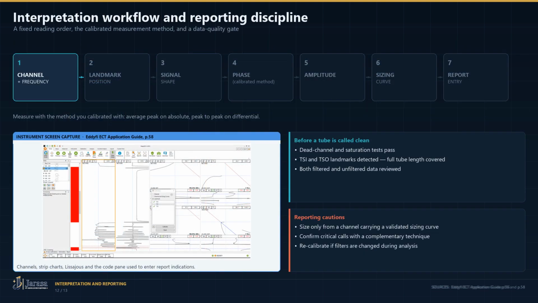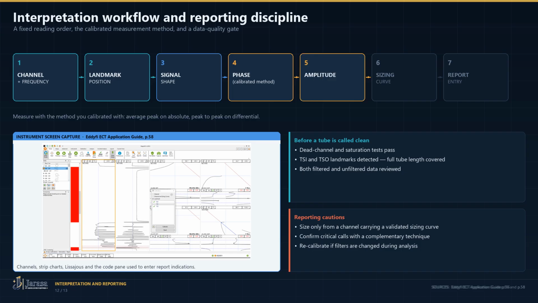Read in a fixed order. Confirm channel and frequency. Locate the indication against a landmark. Judge the shape. Measure phase with the same method you calibrated with: average peak on absolute, peak to peak on differential. Only then take a size from the sizing curve. Review filtered and unfiltered data, because median high-pass filters can distort phase. And validate data quality, dead channels, saturation, missing landmarks, before any tube is called clean.